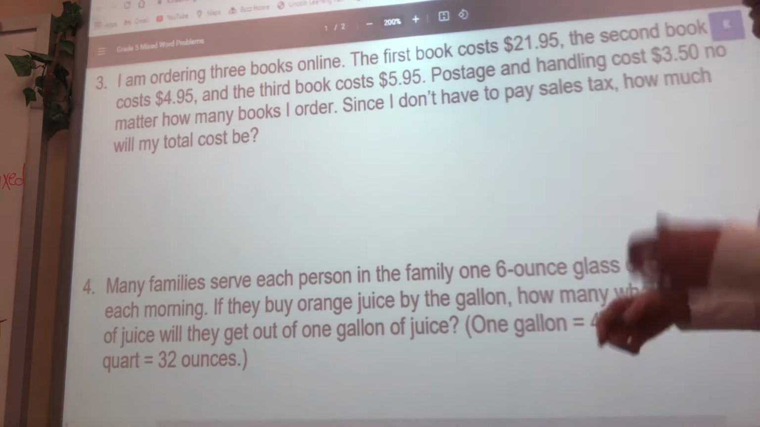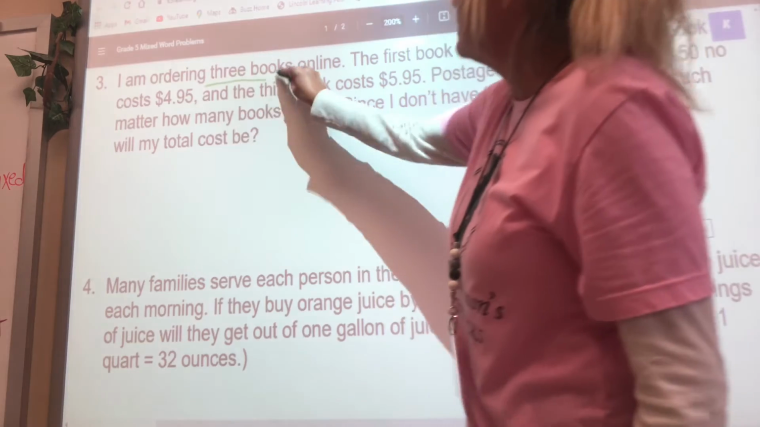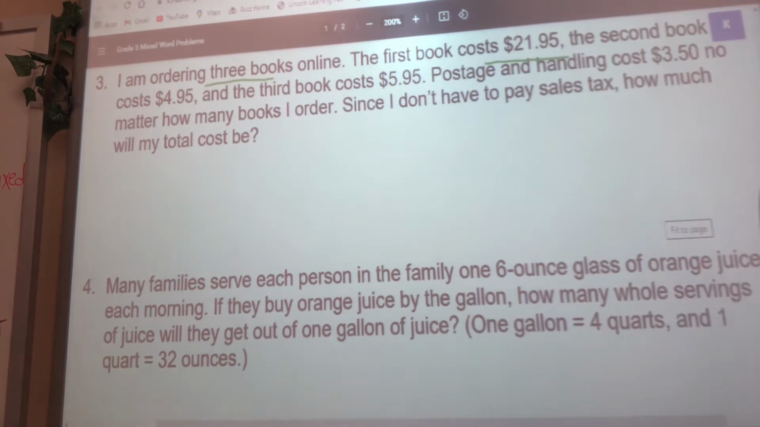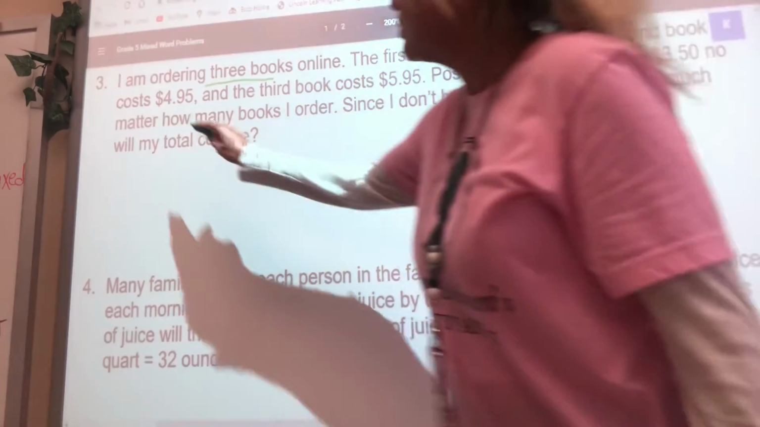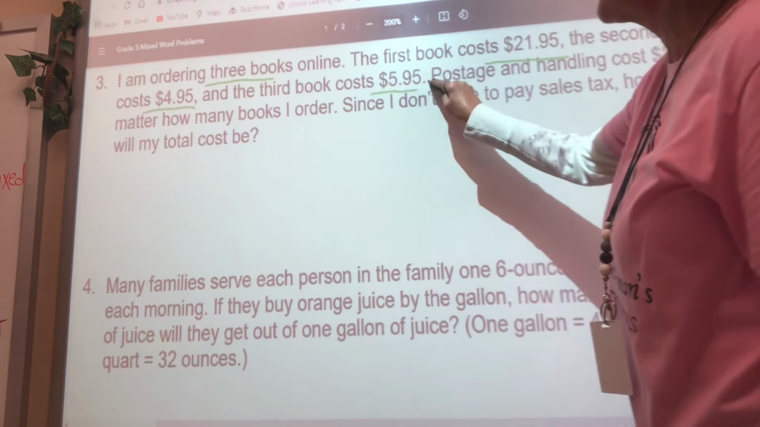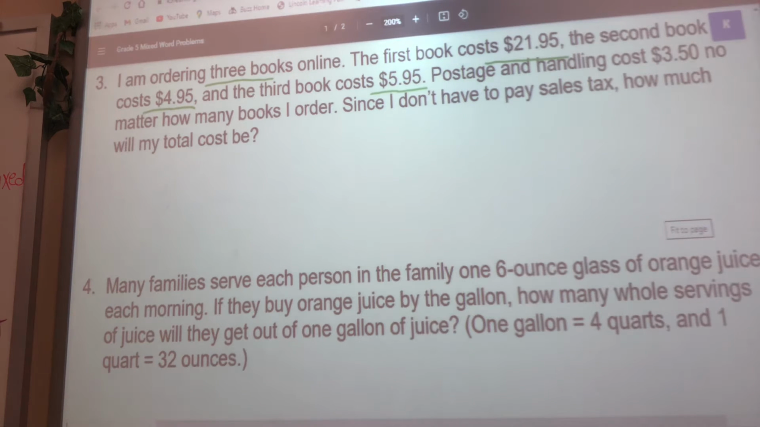Okay, I'm ordering 3 books online. The first book costs $21.95. The second book costs $4.95, and the third book costs $5.95. Postage and handling cost $3.50 no matter how many books I order. Since I don't have to pay sales tax, how much will my total cost be?